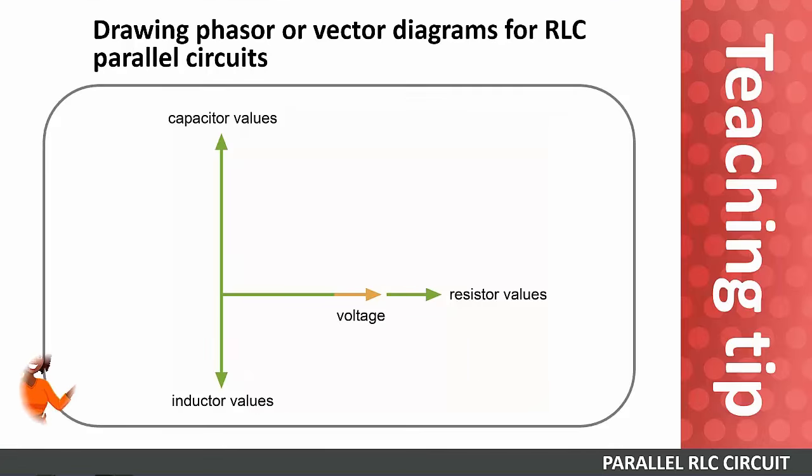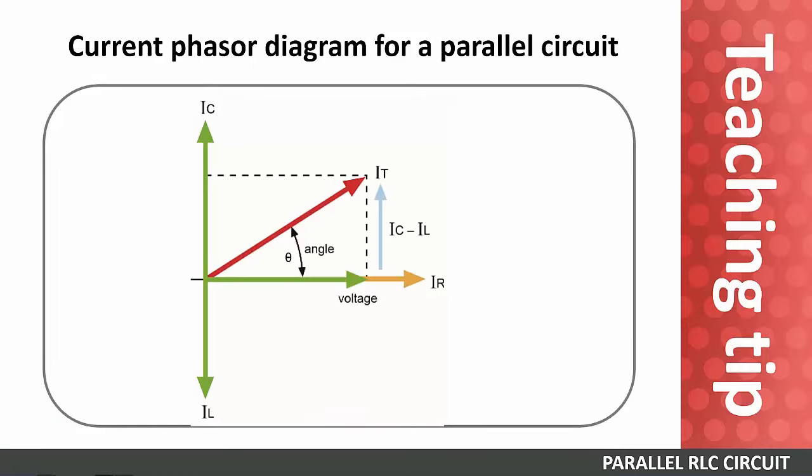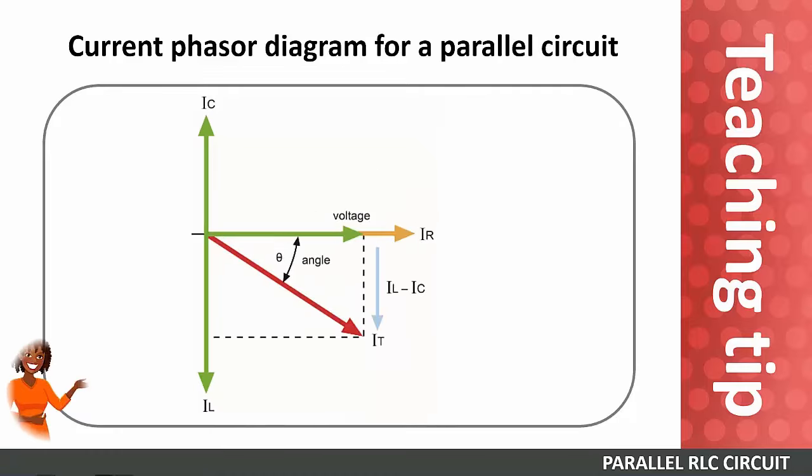In a parallel circuit, the inductor, capacitor, and resistor will always occupy specific positions in a phasor or vector diagram. Remember that the current divides through each branch of the circuit, but the voltage is the same across each component. For a current phasor, if IC is greater than IL, then the total current phasor IT will tend towards IC. If IL is greater than IC, then the total current phasor IT will tend towards IL.